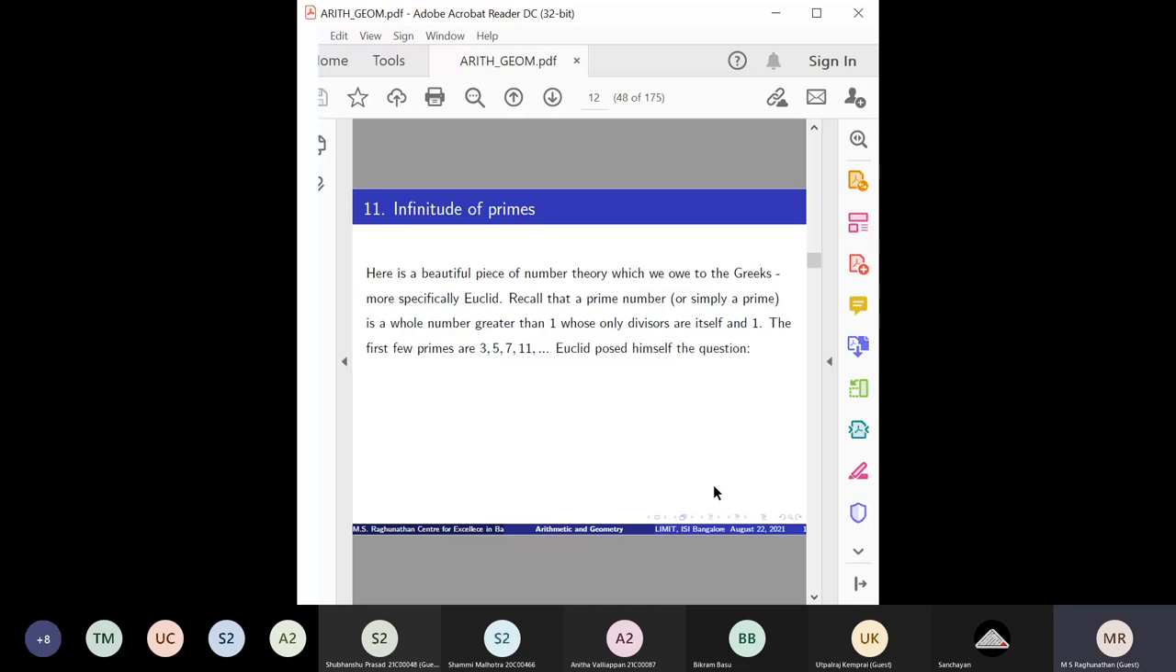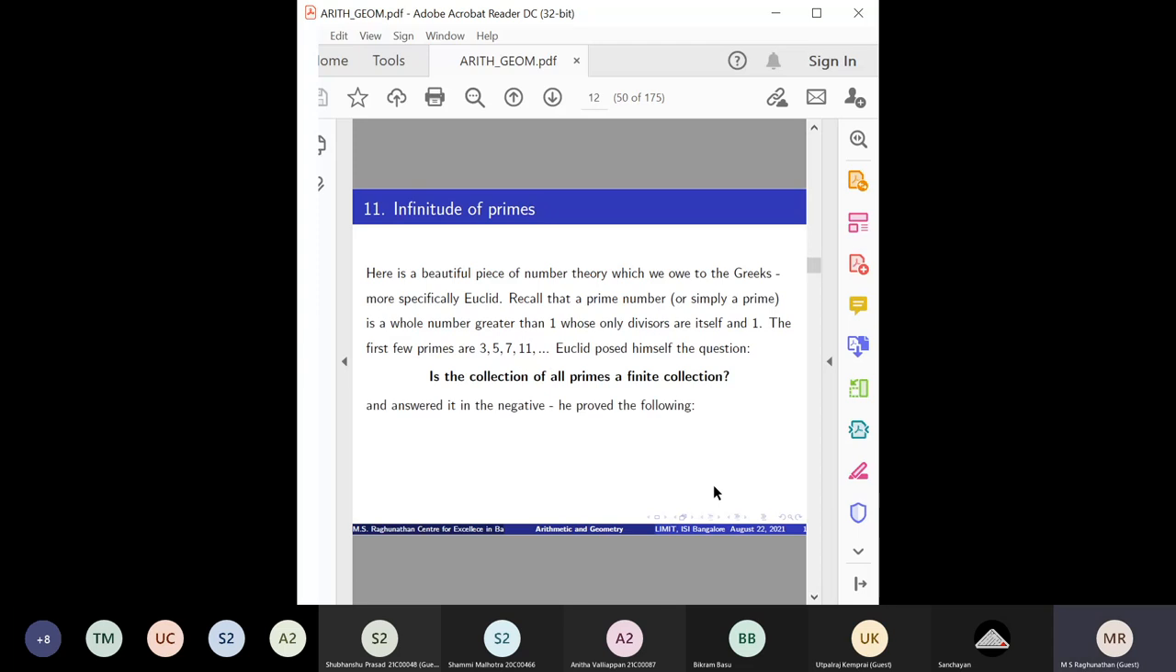One cannot write down a formula which will yield primes all the time. For the nth prime, you cannot write down a formula. That's not possible. Euclid posed himself the following question. First of all, does the sequence of primes go on forever? The question he posed himself is whether the collection of all primes is a finite collection.